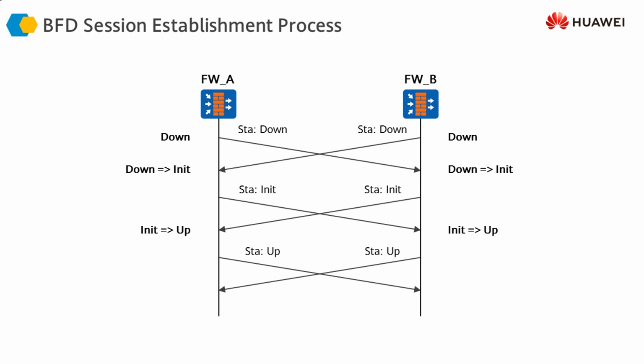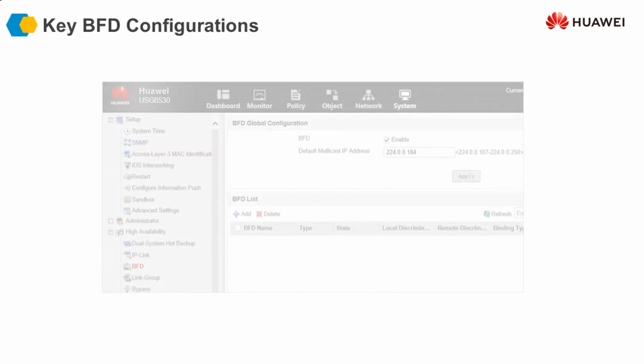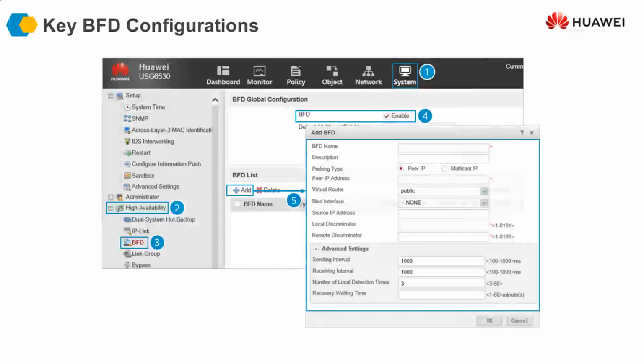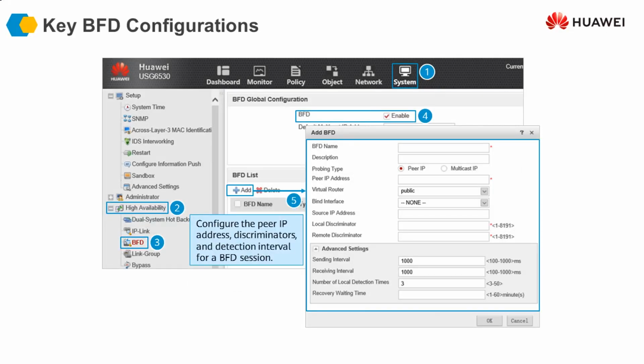If you look at the configuration of BFD, similar to the IP link configuration we saw in the last video, you go to system, then high availability, then BFD, you enable BFD, and then you add a BFD session. You give a name to the session, and then you configure the peer IP address, which is going to be used for testing the connectivity. This is the IP address of the remote BFD peer.